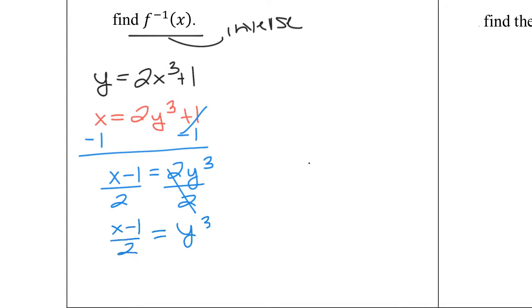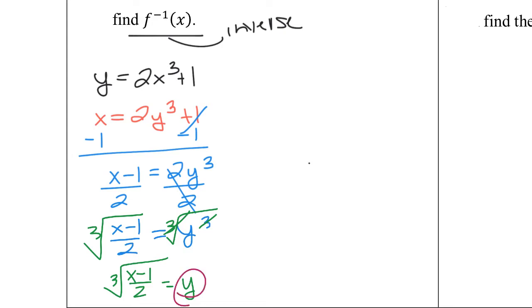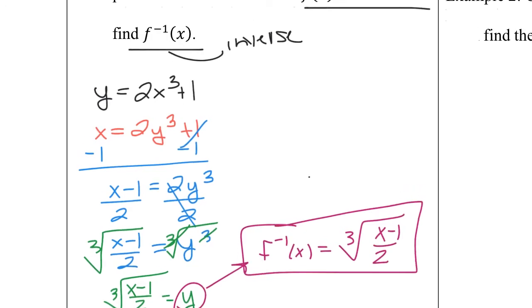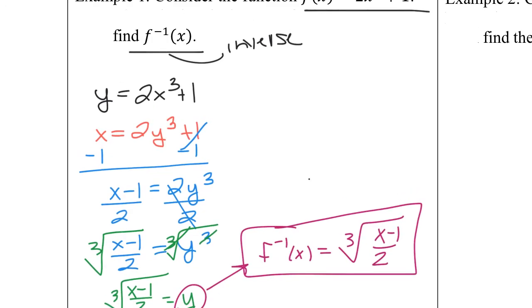Then I need to get rid of my third exponent, which means I need to take both sides and cube root it. That's how we get rid of an exponent. So we have y equals the cube root of (x minus 1) over 2. The last thing is we need to make sure we're using the correct notation. So this new y is actually f negative 1 of x equals the cube root of (x minus 1) over 2. So this is the inverse of the original function 2x to the third plus 1.